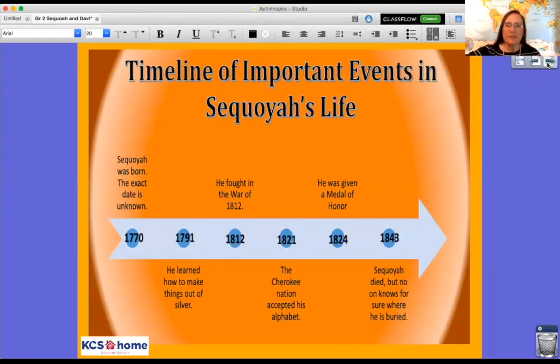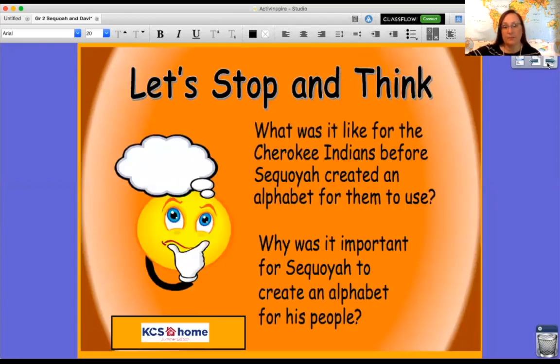Some important events about Sequoia's life: he was born around 1770. No one has an exact date or time. In 1791, he learned how to make things out of silver. In 1812, he fought in the War of 1812. In 1821, the Cherokee Nation accepted his alphabet. In 1824, he was given a Medal of Honor. And in 1843, Sequoia died, but no one knows for sure where he is buried.